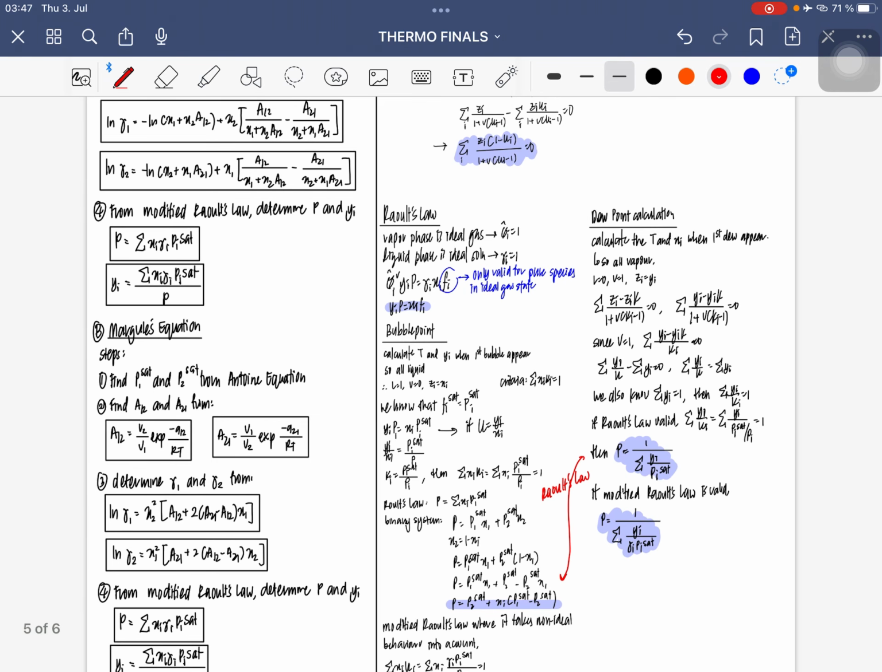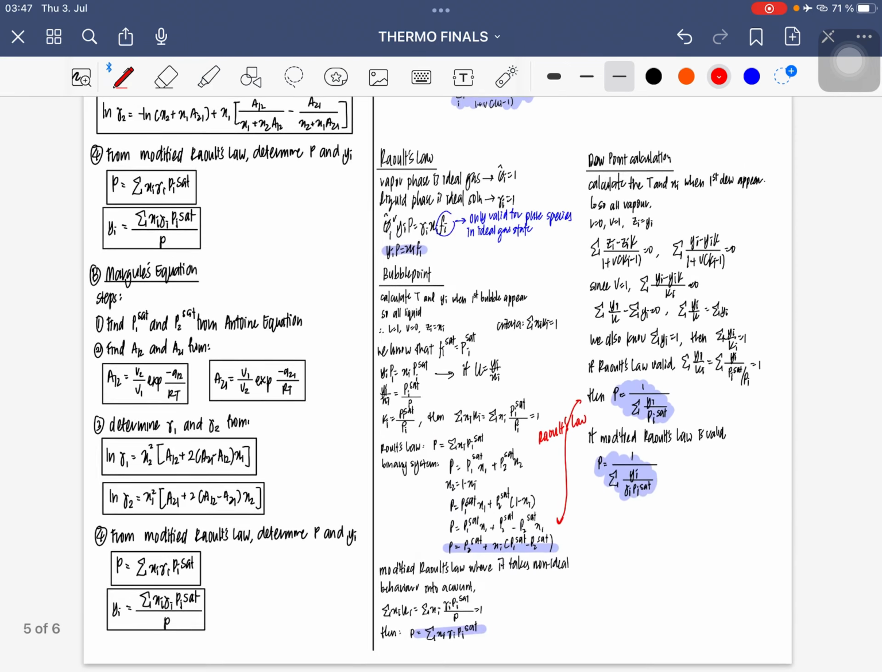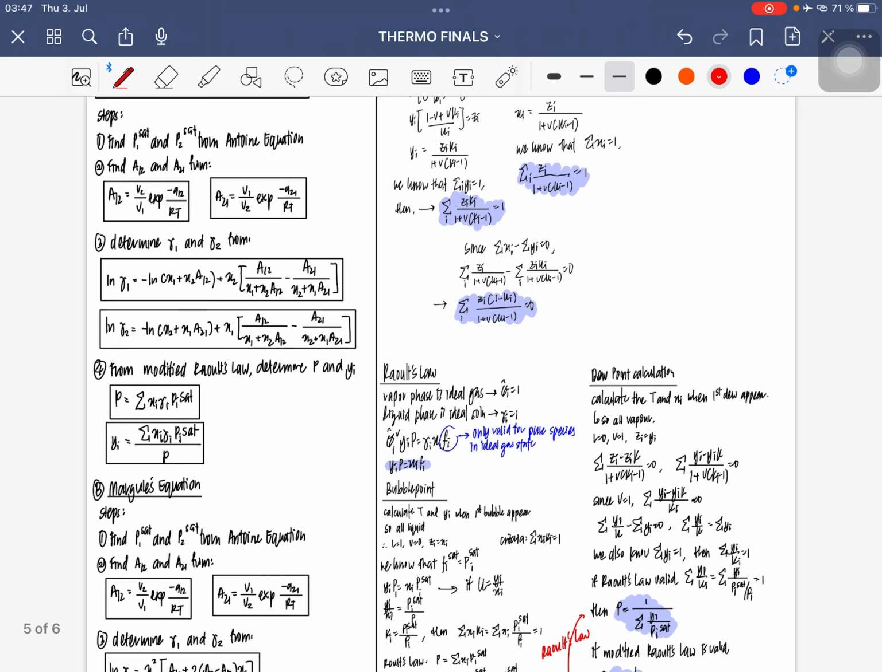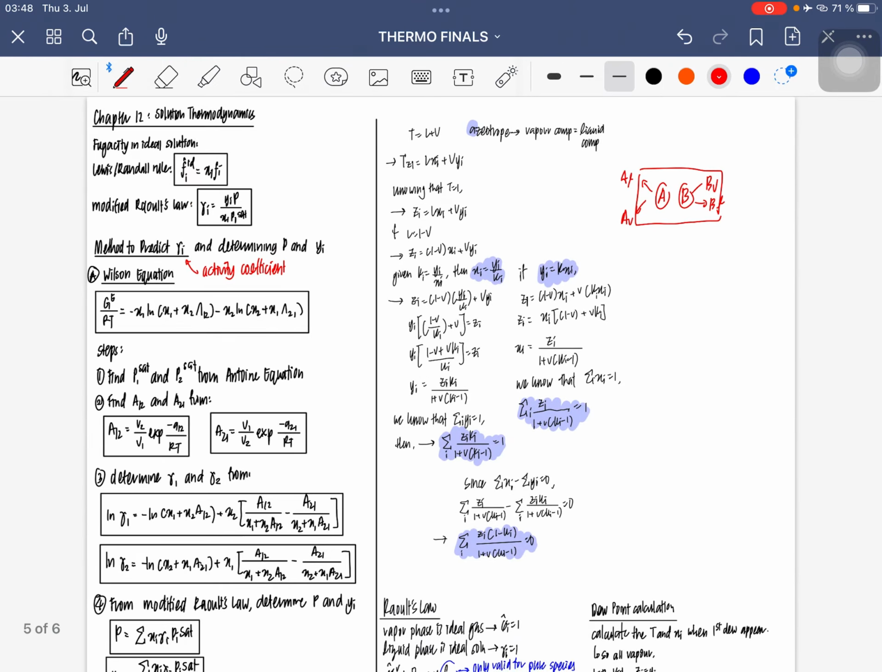Basically, Raoult's law is just a method to determine the mole percent of a species in the vapor state and liquid state. That's why you have bubble point calculation and you also have dew point calculation. But really, it's just a matter of plugging in formulas, so it's really not that hard.